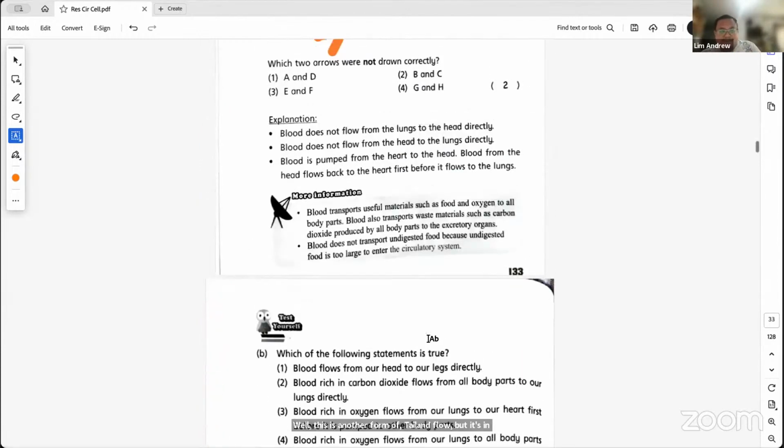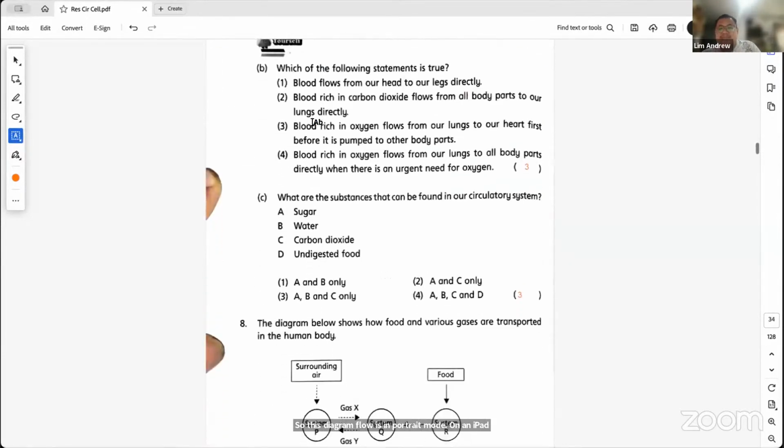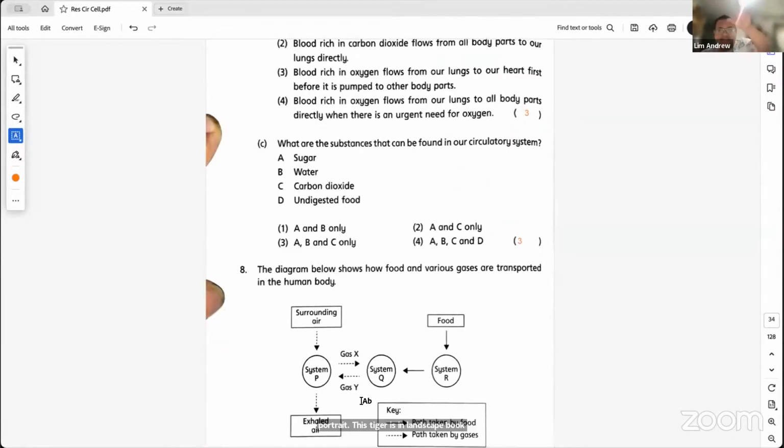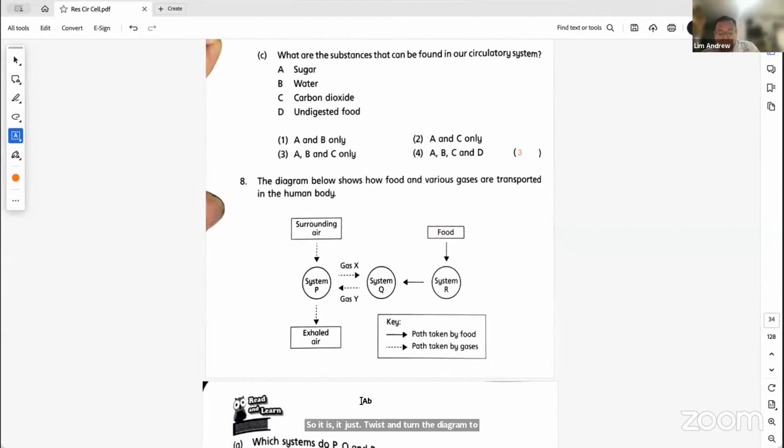So this diagram flow is in portrait mode on your iPad. This diagram is in landscape mode. So it just twists and turns the diagram to landscape mode. And many of our students are blurred. How to tackle this diagram? First thing first, look at the keywords. What do you see? You see surrounding air, you see exhale air, you see food, you see gas system in the middle. So think, what system actually takes in surrounding air and gives out exhaled air? The answer is respiratory system, whose main organ is the lungs.